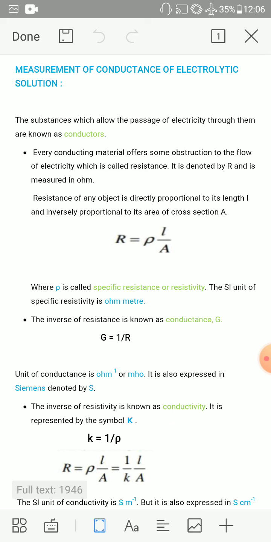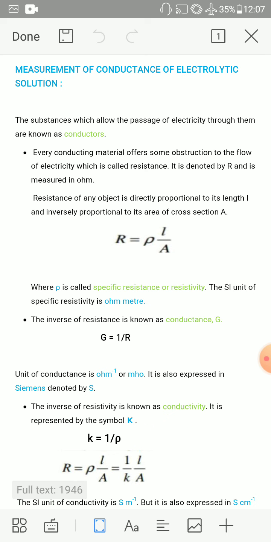Today I'll discuss the measurement of conductance of electrolytic solution. You know that those substances which allow the passage of electricity through them are known as conductors. And you also know that there are two types of conductor. One is metallic conductor, another is electrolytic conductor. In this chapter we are interested only in the electrolytic solution or electrolytic conductor.